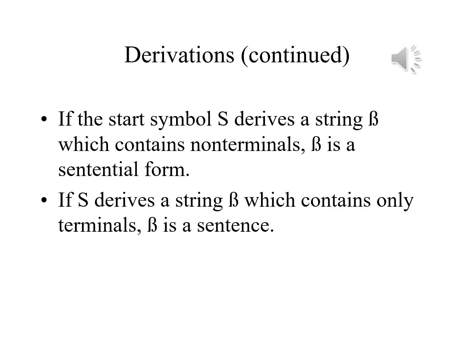If the start symbol S derives a string beta, which contains non-terminals, beta is a sentential form. If, on the other hand, S derives a string beta in which there are only terminals, in that case, beta is a sentence.